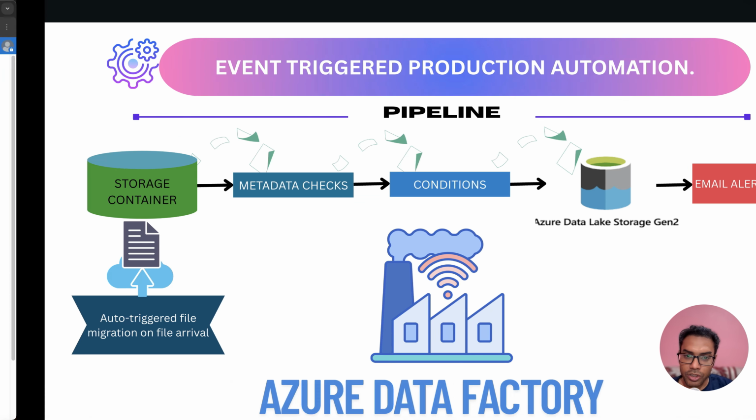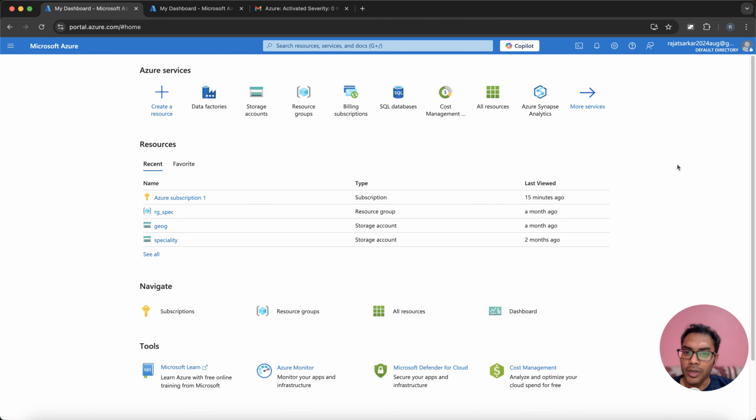Okay, so let's quickly head back now to the Azure portal, and the first thing first is we will create a storage account. First of all, we'll create a storage account, then the data factory, then we'll set that event-based trigger, and then the email alert. That's the entire process it's going to be.